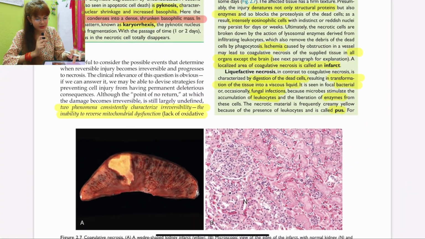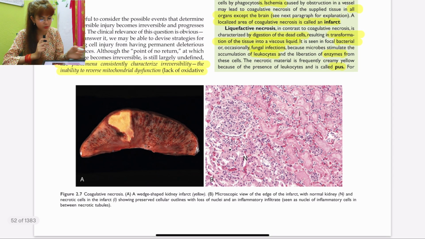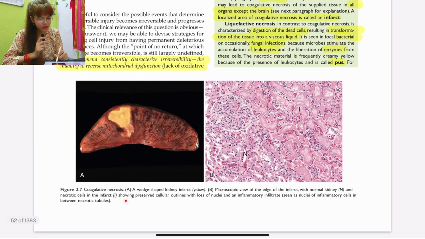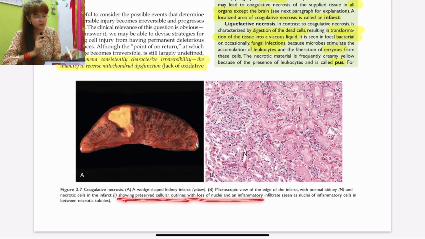Very, very important, these images. I'm not going to go through these images because you just have a look at these images. This is a coagulative necrosis, and you can see this area. This entire area is showing necrosis, especially the coagulative necrosis, which is having a preserved cellular outline with loss of nuclei and an inflammatory infiltrate.